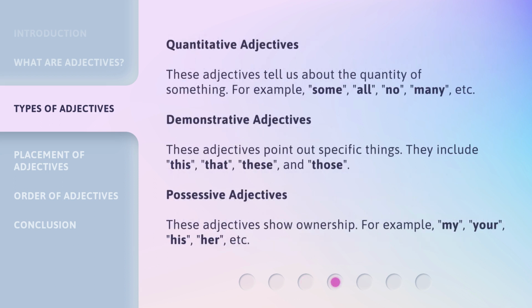Quantitative adjectives. These adjectives tell us about the quantity of something. For example, some, all, no, many, etc. Demonstrative adjectives. These adjectives point out specific things. They include this, that, these, and those. Possessive adjectives. These adjectives show ownership. For example, my, your, his, her, etc.